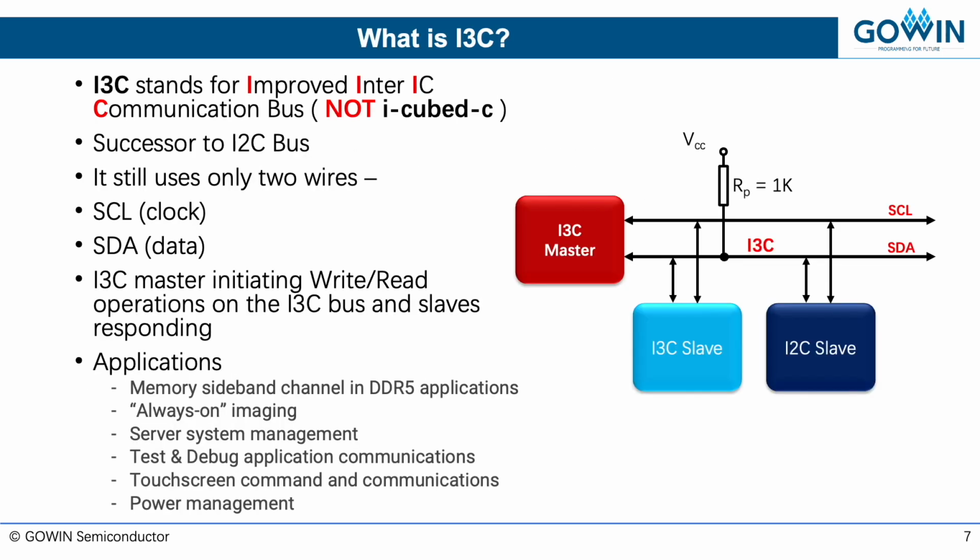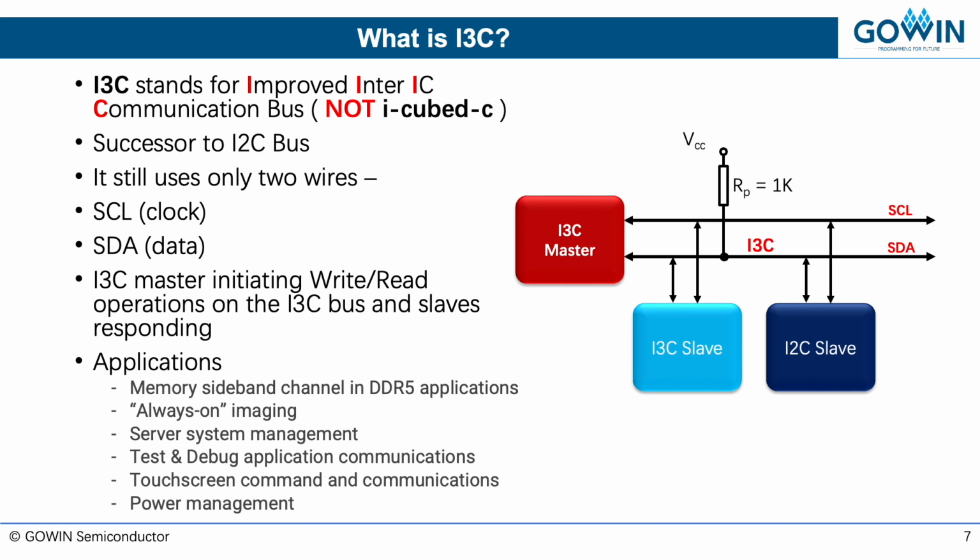I3C stands for Improved Inter-IC Communication Bus. Unlike I2C, or I-squared-C as it was called, with 3 I's, this is just called I3C and not I3C Bus. It is a successor to the I2C Bus, and it's built on I2C protocols, which we'll discuss later in future slides. Here there are only 2 wires, just like in I2C, the SCL, the clock line, and the SDA, the data line.